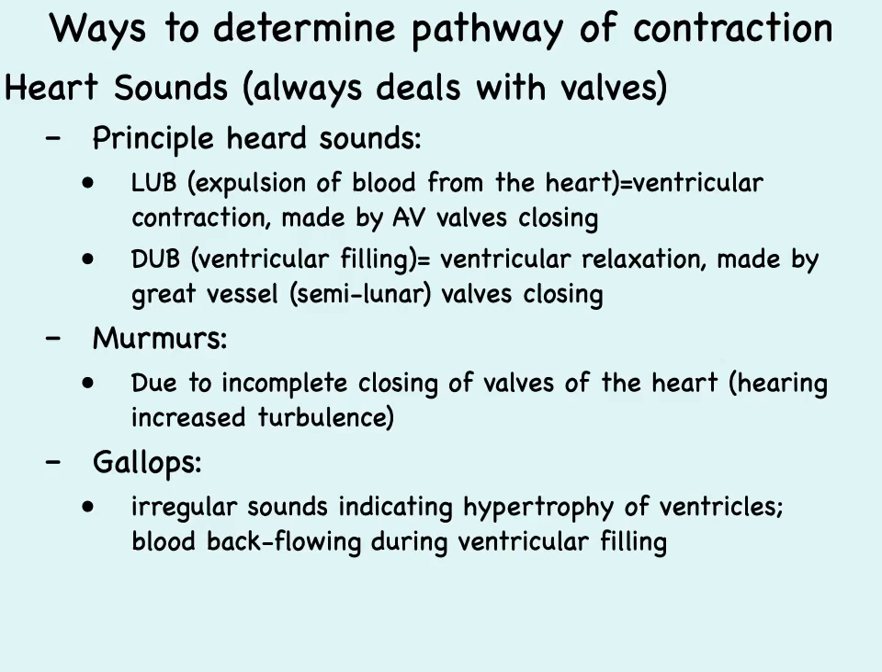The other sounds we'll hear we refer to as S3 and S4 sounds. These are gallops. These are any irregular sounds that we hear within the normal periods between S1 and S2 or between S2 and S1. The gallop is an indication of hypertrophy of the ventricles in which we do not get full contraction and ejection of the blood. And so we end up having a double beat within the contraction wave. It actually sounds like a horse galloping, which is why we call them gallops. Gallops are always pathological, whereas murmurs may or may not be pathological.